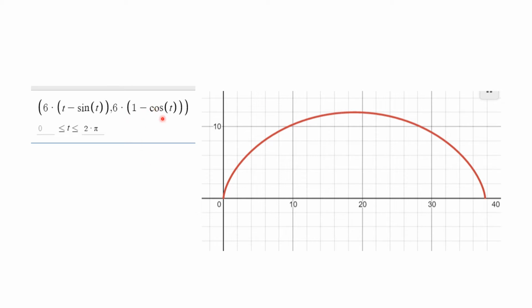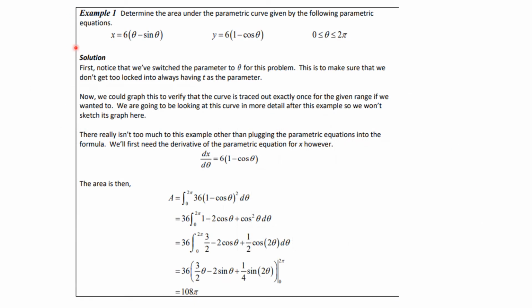You see the cosine sometimes is -1. So -1 minus -1 would make the y component 6 times something that's around 2, and that's why we get up here close to 12. You see that this is a curve that looks like that. And you might say, well, why should I care about this curve? Well, we'll talk about that in a bit, but let's look at the solution first.